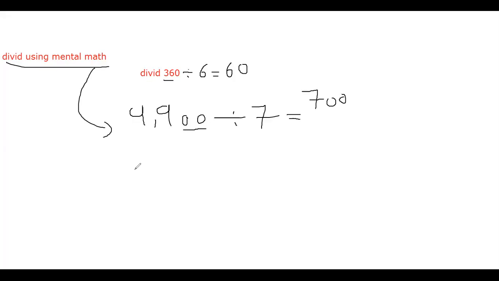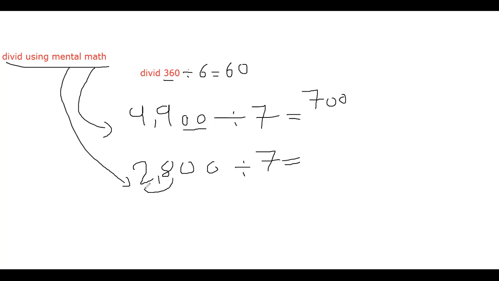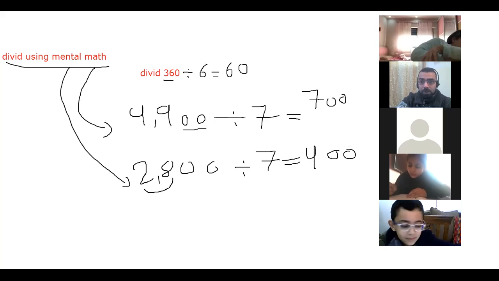Another example, let's make it like this, 2,800 divided by 7 also. So how to do that? The question will be: divide using mental math. So I will divide the non-zero digits, which is what here? 28. Now 28 divided by 7 equals to 4. Then we have 2 zeros left, so it's 400. That's it.